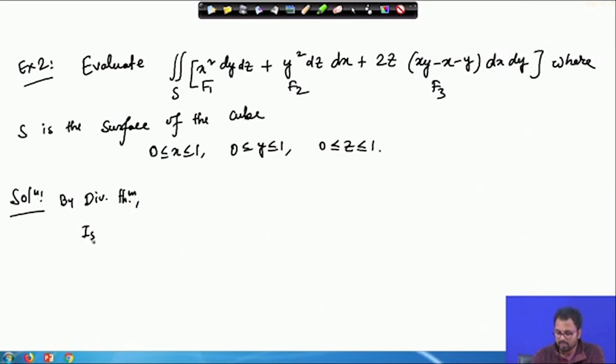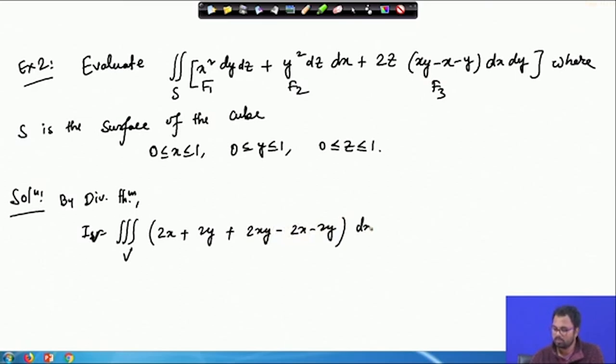So, our I s, which is the surface integral, will reduce to our volume integral I v, and del f 1 del x will be 2x, then del f 2 del y will be 2y, and then del f 3 del z will be 2xy minus 2x minus 2y, dx, dy and dz. So, the 2x and 2y will be cancelled, and then this will be 2 times the volume integral of xy dx dy dz.